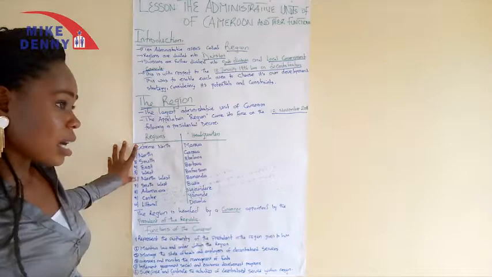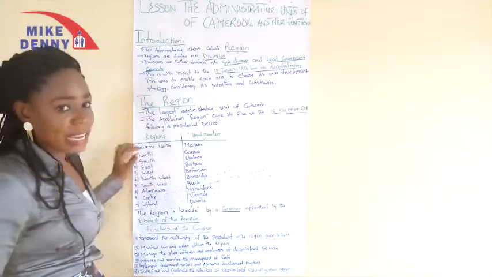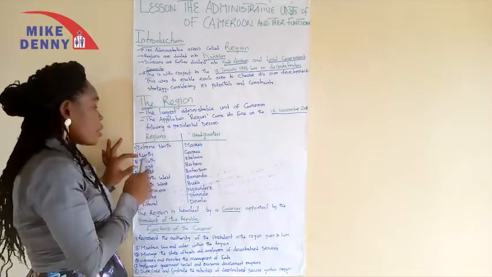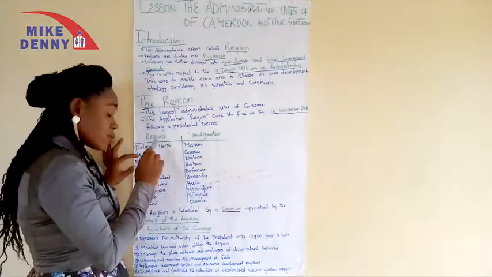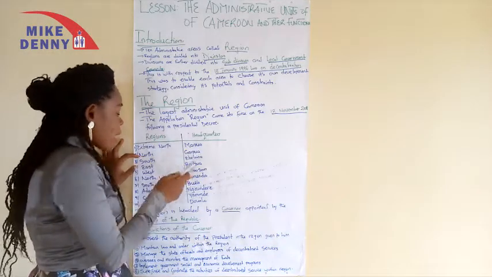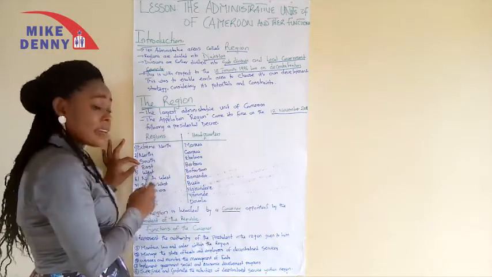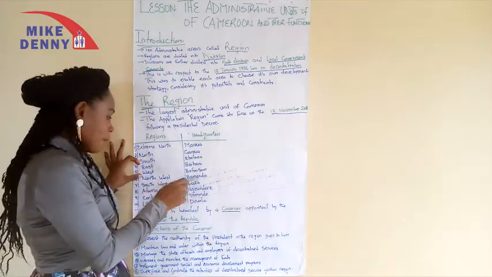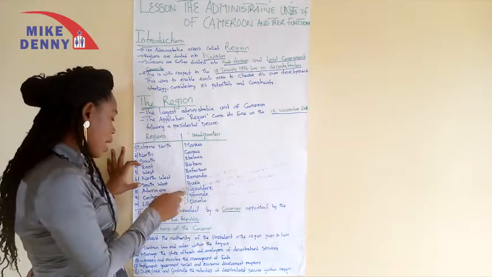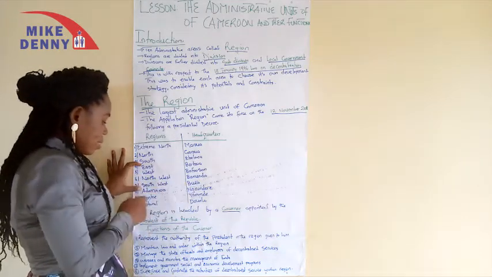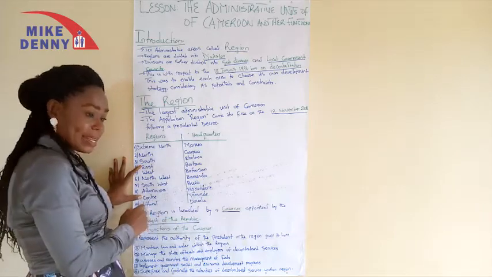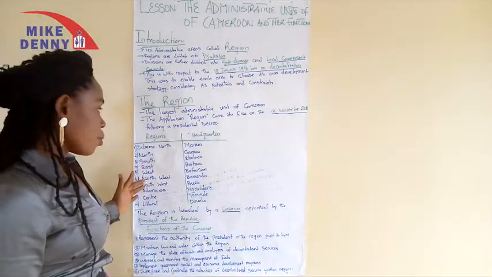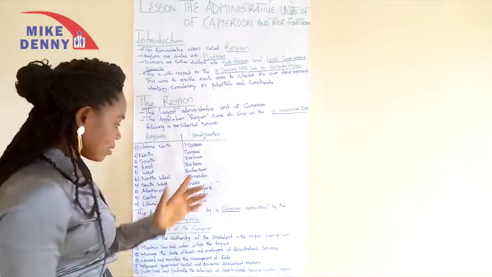So now these are the 10 regions in Cameroon. We have Extreme North, and the headquarters of Extreme North is Maroua. North, Garoua; South, Ebolowa; East, Bertoua; West, Bafoussam; Northwest, Bamenda; Southwest, Buea; Adamawa, Ngaoundéré; Center, Yaoundé; and Littoral, Douala. So these are the 10 regions of Cameroon and their headquarters.